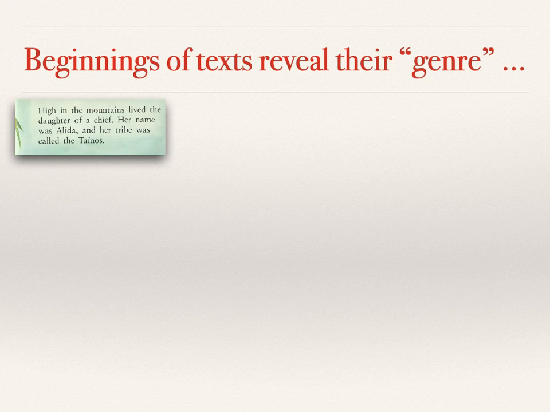So here's the beginning of one text, and it says, "High in the mountains lived the daughter of a chief. Her name was Raida, and her tribe was the Tainos." Now, what do you expect, having started in on the text like this? You could say this is the beginning of the whole text, a macro theme for the text. What do you expect? Do you expect a political speech, an advertisement? Hardly. This is a very traditional beginning of a folk tale.